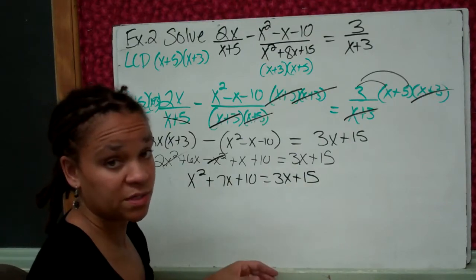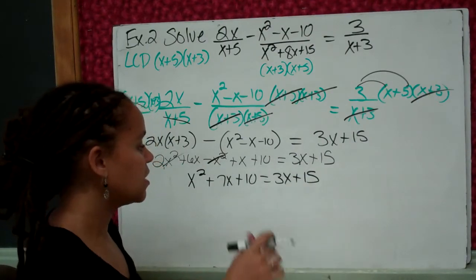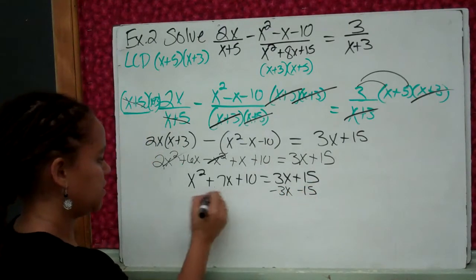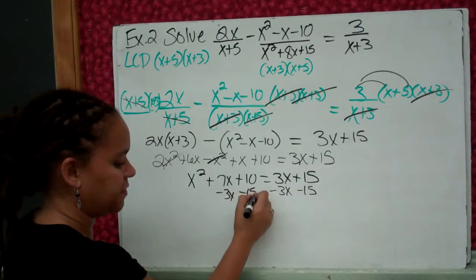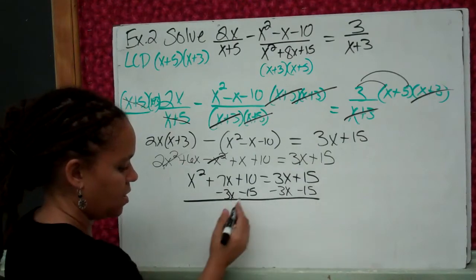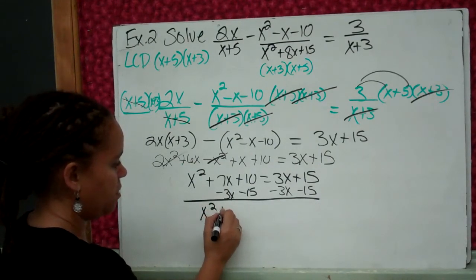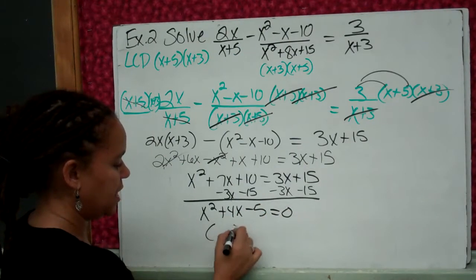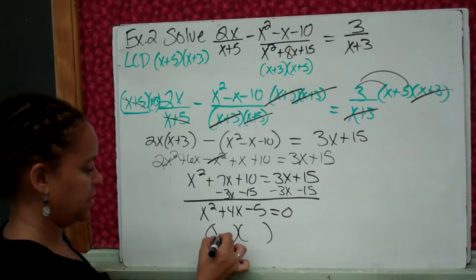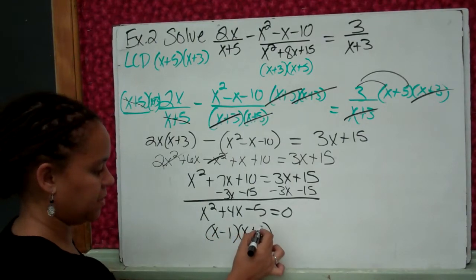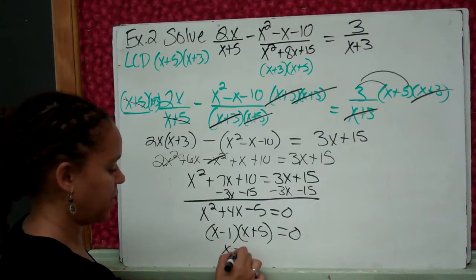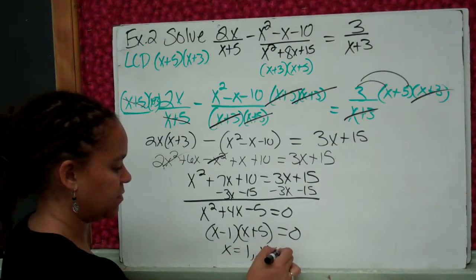Let's set it all equal to 0. I'm going to do two steps at once. I'm going to subtract 3x and subtract 15. So subtract 3x, subtract 15. We should have x squared plus 4x minus 5 equals 0. Now we can factor this into (x minus 1)(x plus 5) equals 0. So our two answers are x equals 1 and x equals negative 5.